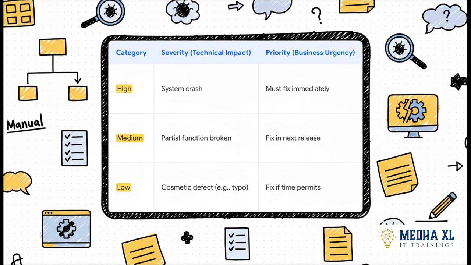Understanding this is key, because you can have a high-severity bug, say a server crash on an admin page only one person ever uses, but it's low priority for the business. The opposite is also true. The real skill is knowing the difference.